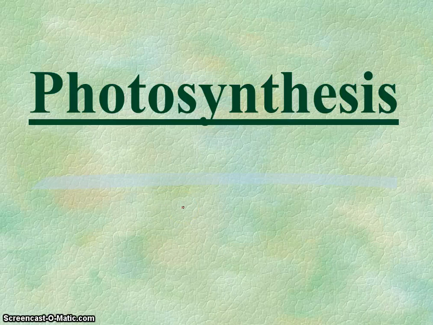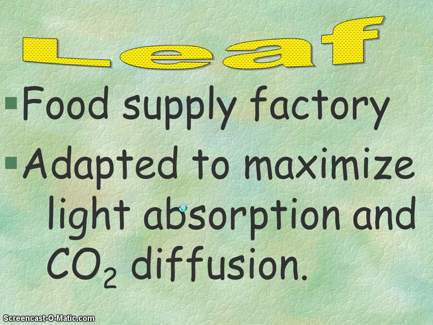Hello! Today we're going to start talking about photosynthesis, the process of how plants take in light and carbon dioxide and give us oxygen and glucose. Before we can learn about the entire process, we need to focus in and learn about the structure of a leaf. The leaf is amazing.